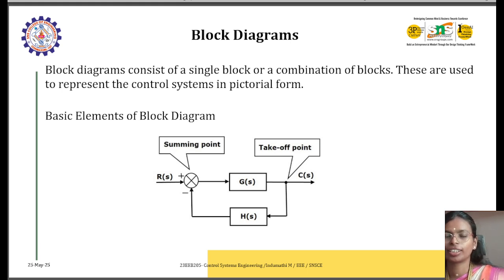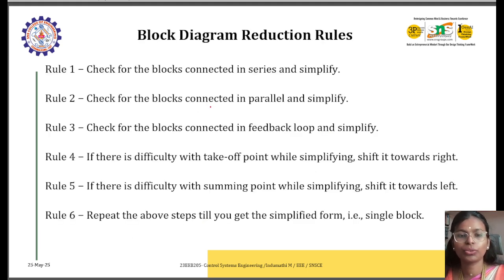We'll have the control transfer function in a block present here, and here we'll have a summing point. Here we have a summing point, and this one we'll call a takeoff point. So we have some rules for reducing the block diagram. For example, if you need to find the transfer function of a block diagram, you have to reduce the blocks to the final output, because in the blocks there will be a transfer function or gain. If we reduce that, we'll obviously have a transfer function.